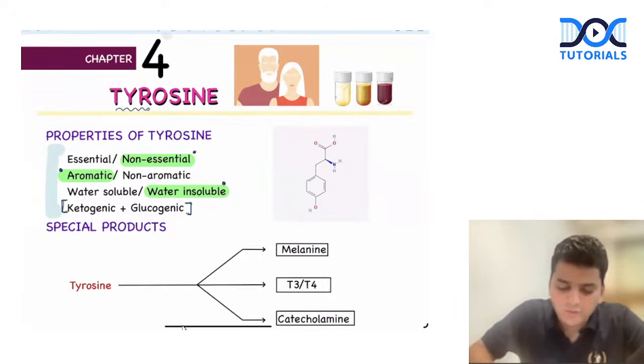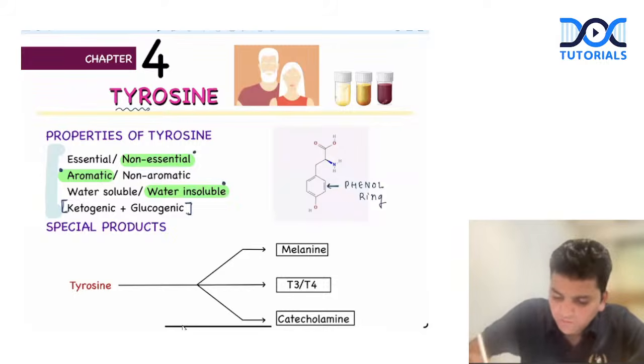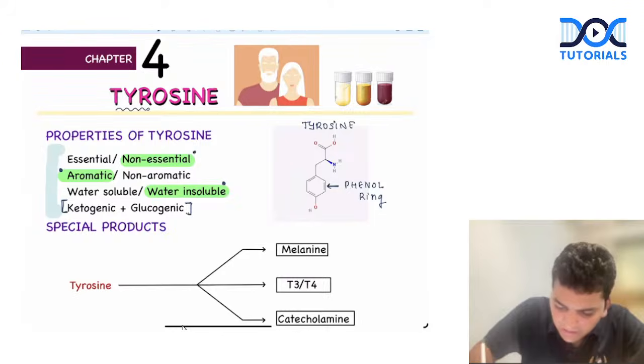The special point about the tyrosine structure is that it is having a special ring. In the tyrosine, we have the phenol ring. You don't have to remember the structure. Just remember that in tyrosine, we have a ring. And what is the name of that? Phenol ring. Phenol ring is seen in tyrosine.